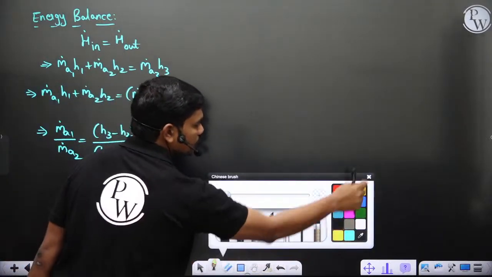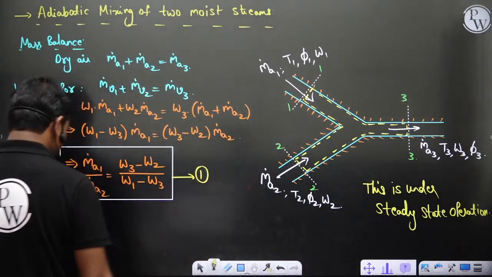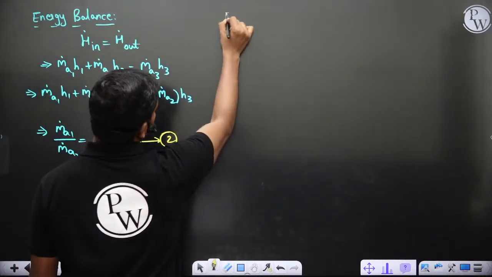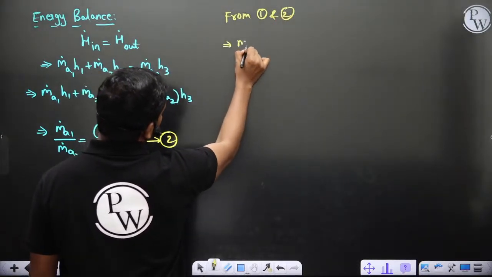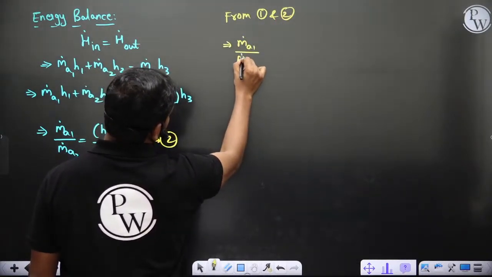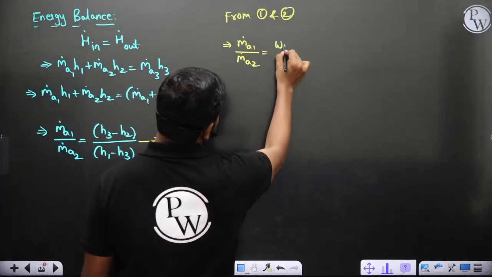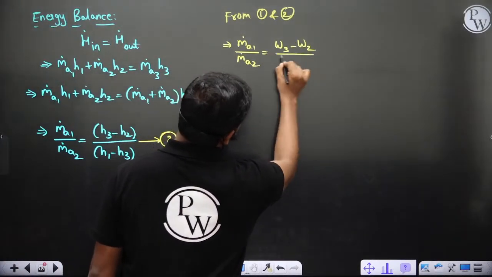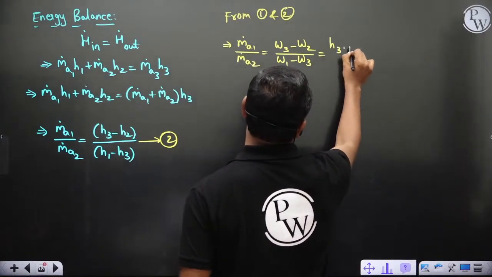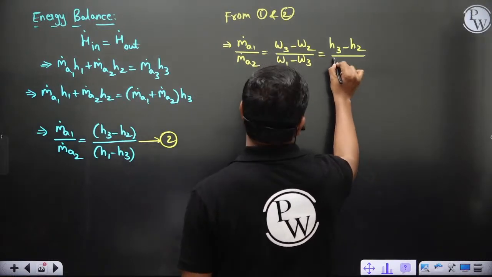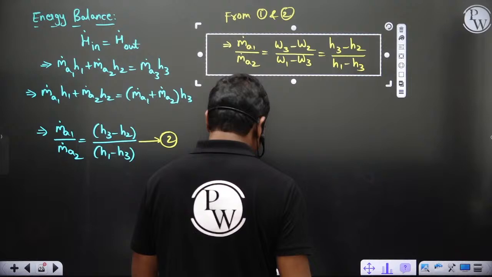So if you call this equation 2 and this equation as equation 1, then you can understand from 1 and 2 that m dot a1 by m dot a2 is equal to omega 3 minus omega 2 by omega 1 minus omega 3, which is equal to this expression, h3 minus h2 by h1 minus h3. That's it, okay.